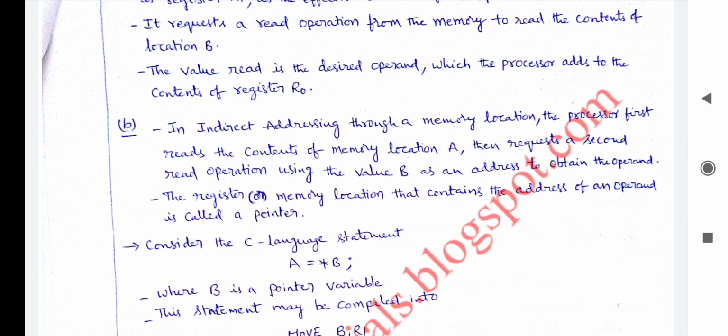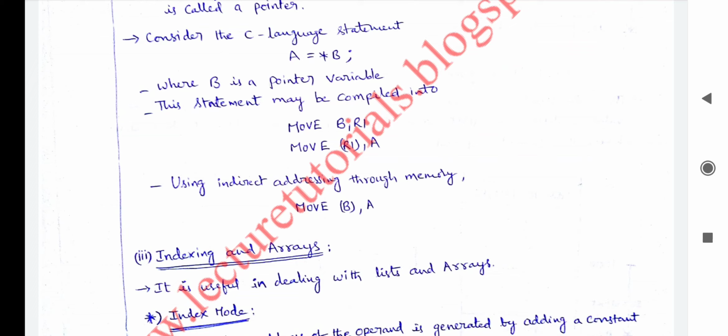This statement may be completed with move B comma R1, which means the content of B is moved to register R1, then move R1 comma A, using indirect addressing through a memory location. This is indirect addressing mode. In indirect addressing mode, the contents are addressed not in a direct representation. We have to represent the address in an indirect way. That is nothing but indirect addressing mode.